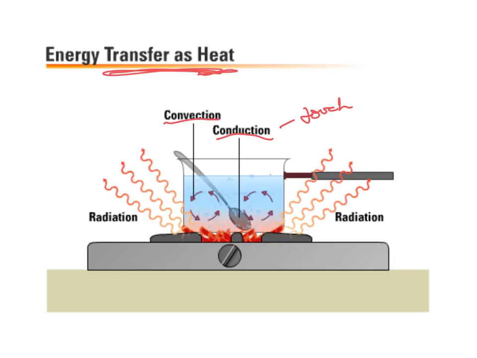We can also have convection, and convection is energy flow, and that's going to be in liquids and gases. So we call those things fluids. So it's a fluid flow transfer of energy as heat. And that's what we'll see in our atmosphere, where we have the gases and things like that.